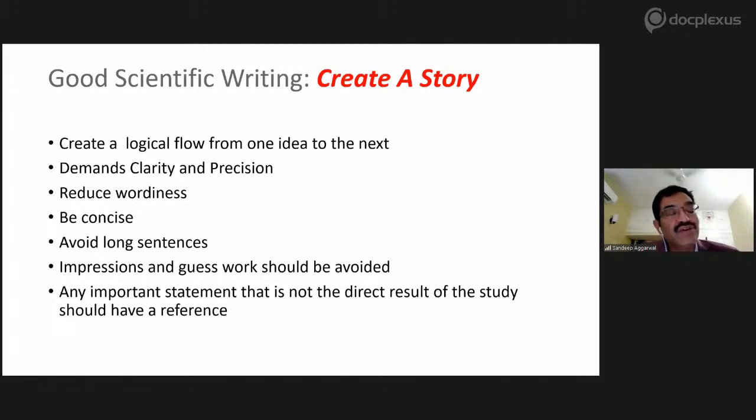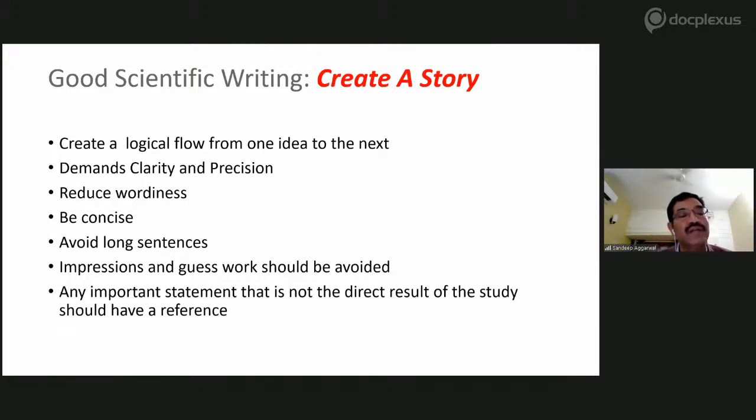reduce wordiness. Whenever I get a manuscript from my colleague to check and go through, I decrease the number of words by at least 10 to 20%, because there are so many unnecessary words being used to describe a thing which can be described in 10 words. And it all comes with experience. I can tell you, even once I have gone through that, somebody senior looks at it, he may further reduce it. This comes with experience.